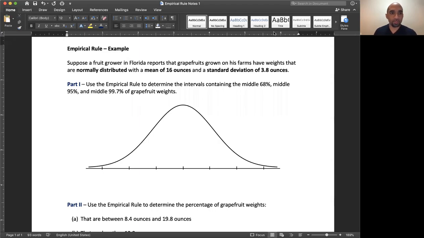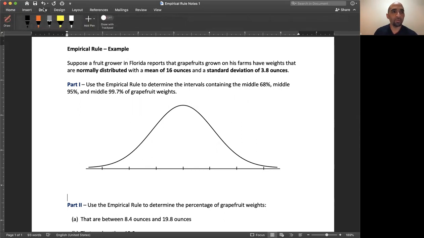All right, let's work through an example involving the empirical rule and properties of bell-shaped distributions or normally distributed populations. This example relates to the weights of grapefruits grown on a farm. It says that the weights of these grapefruits are normally distributed with a mean of 16 ounces and a standard deviation of 3.8 ounces. So those are the population parameters. And we can use those values to determine intervals containing specific percentages of the weights of the grapefruits in this distribution. So let's look at this.